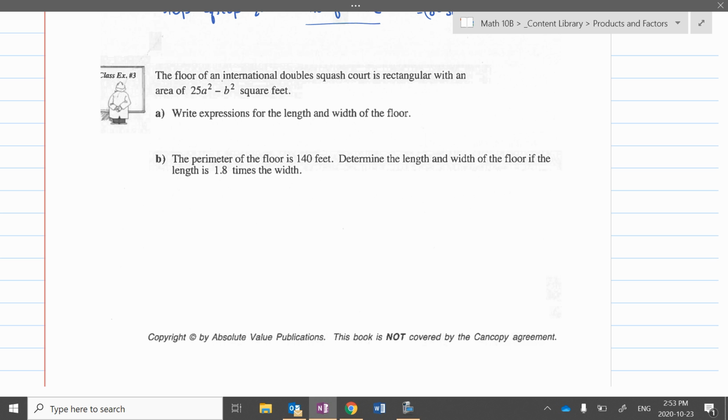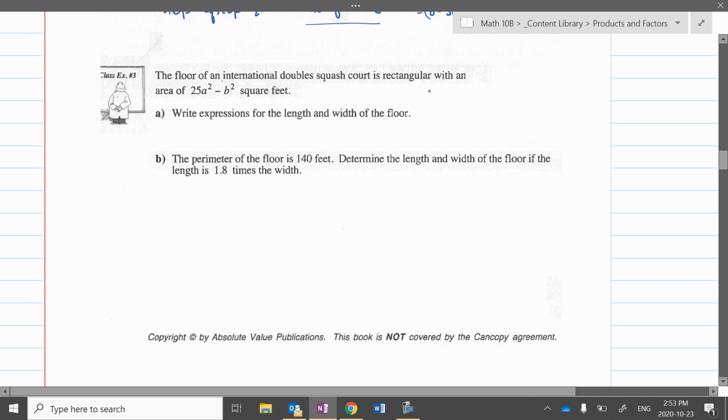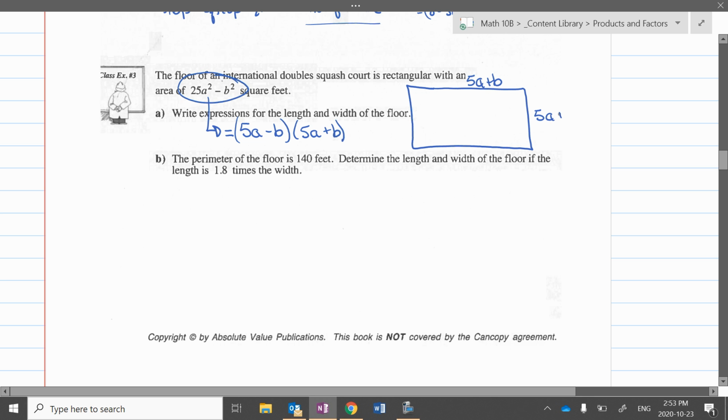So an international doubles court. So we're looking at a rectangle. We know the area. We also know that length times width gives us area. So I'm looking for 2 things to multiply to equal our area. Well, that's just factoring. That's the best context we can give for factoring. So in this one, I'm going to get a 5a minus b times a 5a plus b. So let's label this on my little diagram here. So one of them is going to be a length, and one of them is going to be our width.